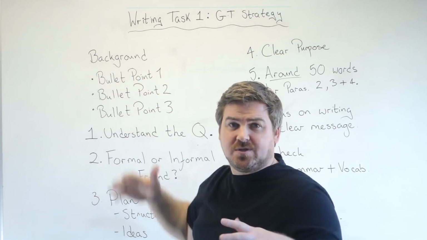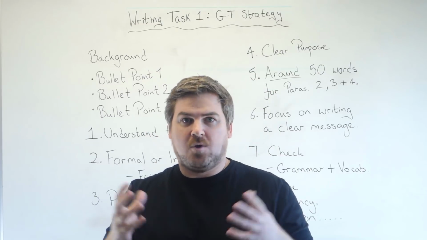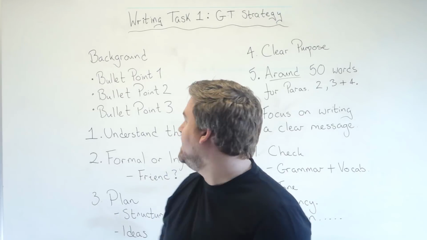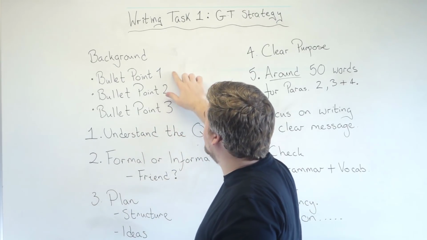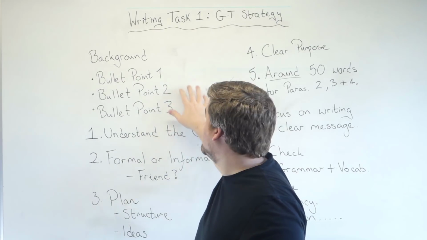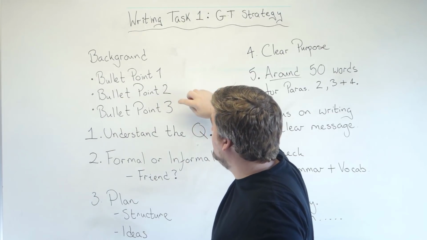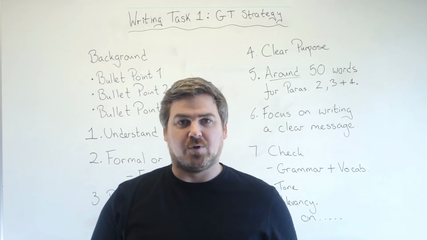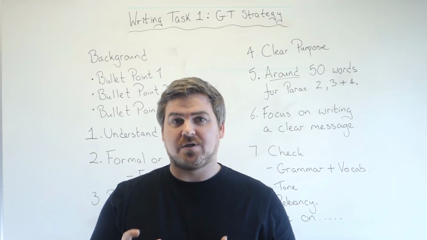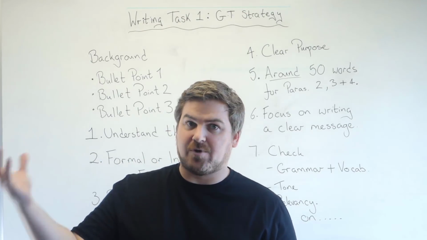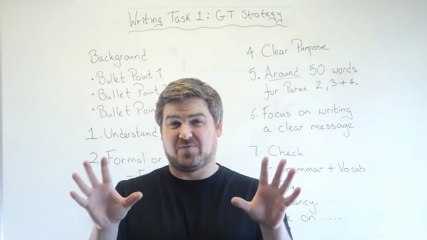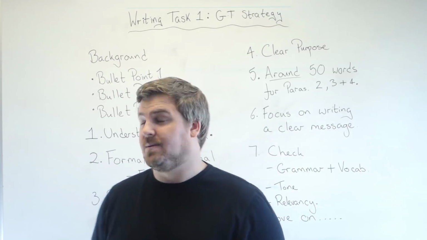Background information, so they'll give you some information about what is happening and who they want you to write to and the situation that you're in. And then it will ask you to write about 3 different bullet points. So bullet point number 1, bullet point number 2, and bullet point number 3. All right, so background information and then 3 bullet points. And this is really important because it's going to help us write the letter. And so being familiar with that structure and that information that they're going to give you is really important.